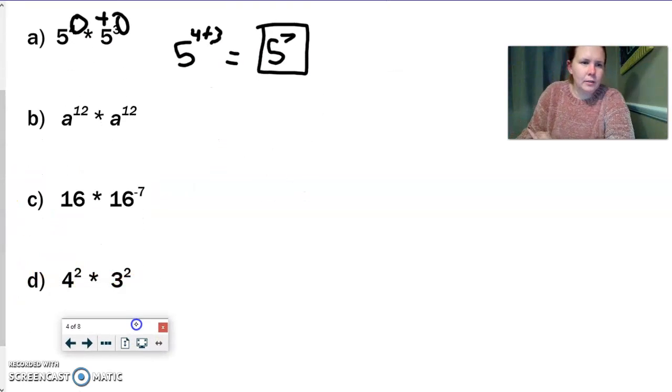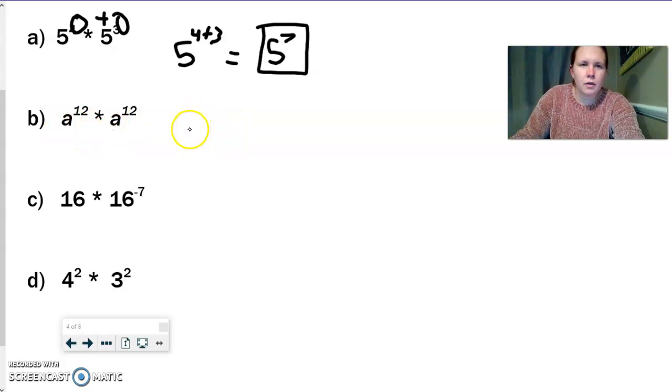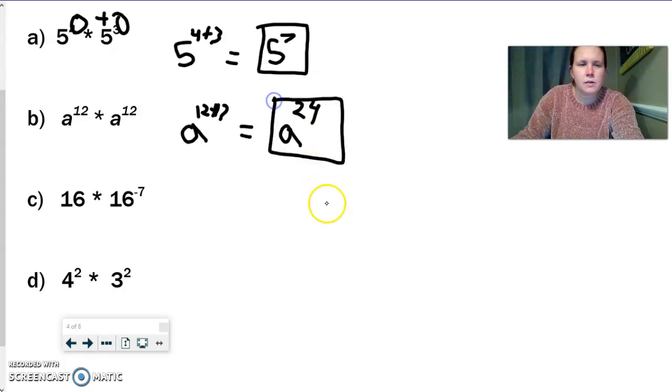B is just a little different because I have an A, and that's okay. I can have a variable and still solve this out, because they're both the same variable. They're both A, so the base stays the same, and then I just add my exponents. So 12 plus 12. Then I would have A to the 24th, and that's all I need to do.